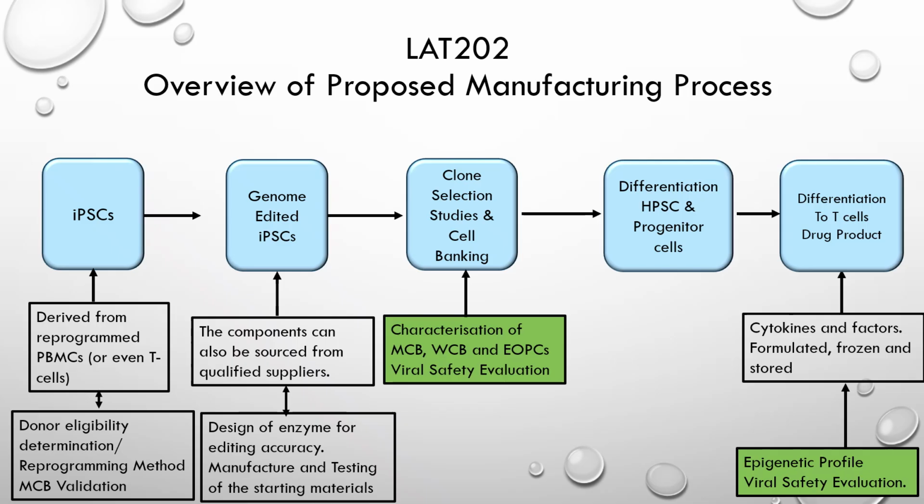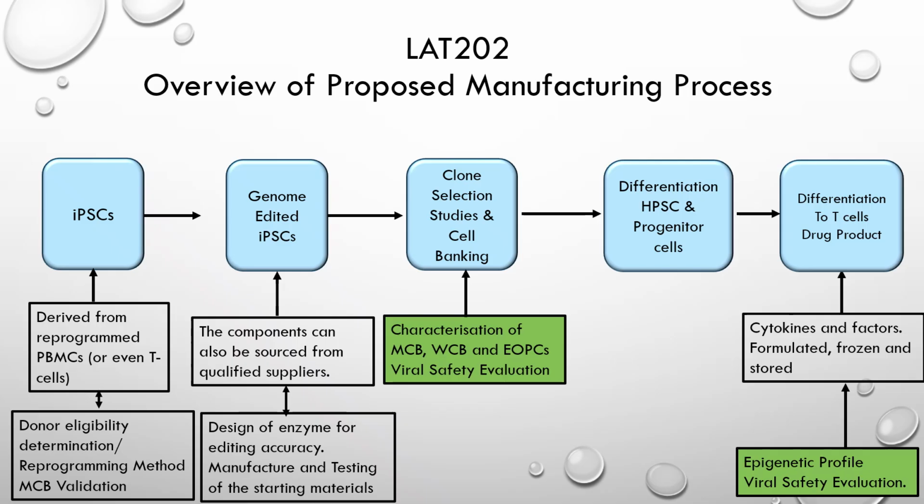Clone selection. This clone selection is required for your cell banks, master cell bank, working cell bank, and end of production cells, and you need to perform your viral safety evaluation. I would say at this point, this will be the starting point. You may do your risk assessment prior to that, and that would include your donor eligibility determinations and your sourcing of your cells, your cell line, etc. So that will be part of your risk assessment, looking upstream of that. But I would say that your viral safety evaluation will be at this point.